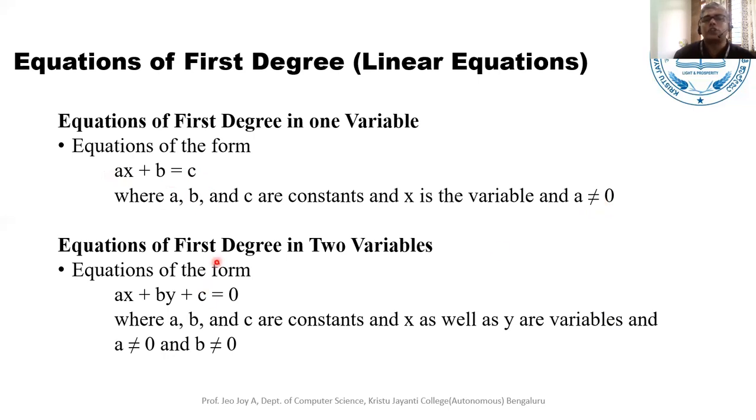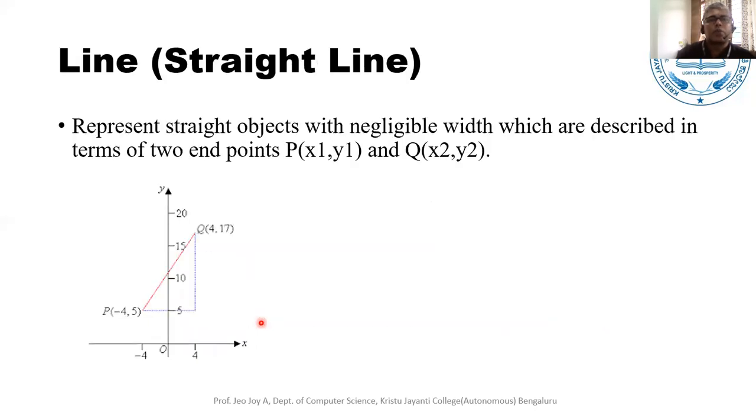And equations of first degree in two variables, one example we have given here, that is a into x plus b y plus c is equal to 0. Again, here c is a constant, a, b are constants, but they are coefficients of the variables x and y respectively. And a and b should not be equal to 0. So you can have first degree equations of multiple variables. It need not be of a single variable. You can have multiple variables for equations of first degree.